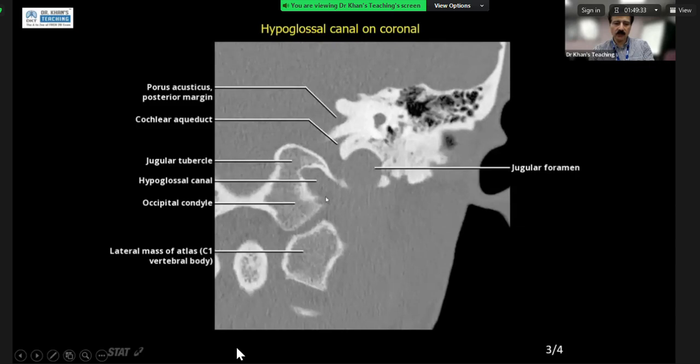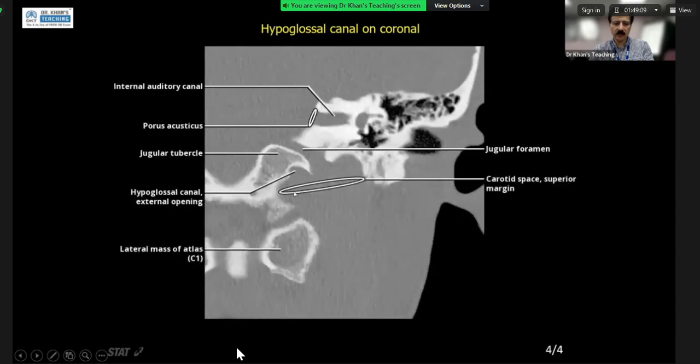So this is a bit of a repetition. You remember, all of you know this. This is easy. This is the occipital condyle, and this is the lateral mass of C1, the atlanto-occipital joint. So this is the jugular tubercle, and the jugular tubercle makes the beak of the eagle, and the hypoglossal canal is under the beak. Jugular foramen is over the beak.